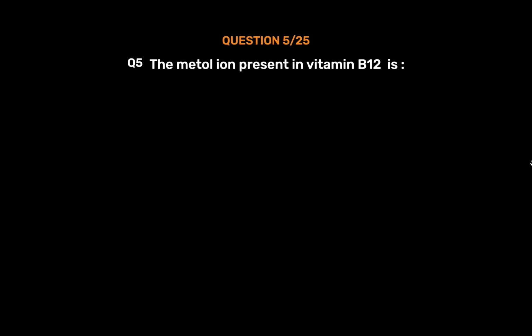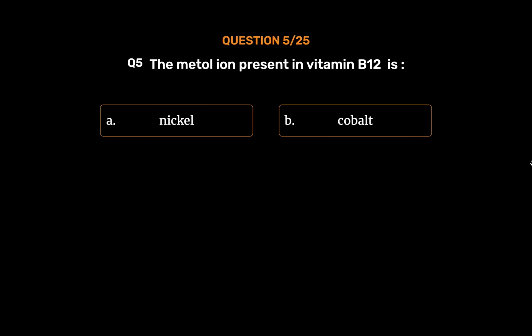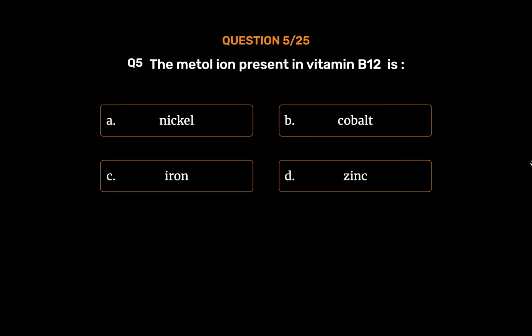Question number 5. The metal ion present in vitamin B12 is Option A. Nickel. Option B. Cobalt. Option C. Iron. Option D. Zinc. The correct answer is Option B.